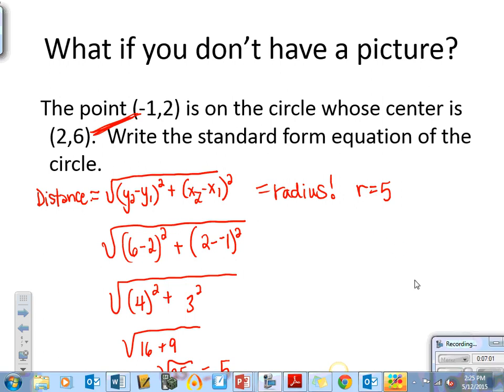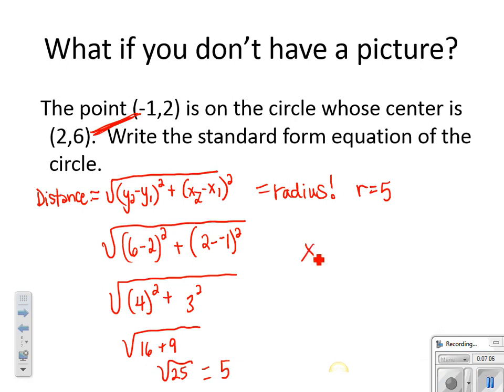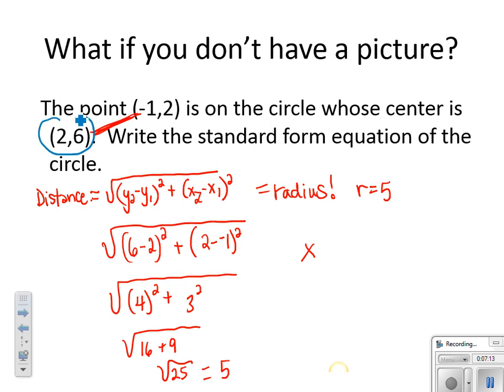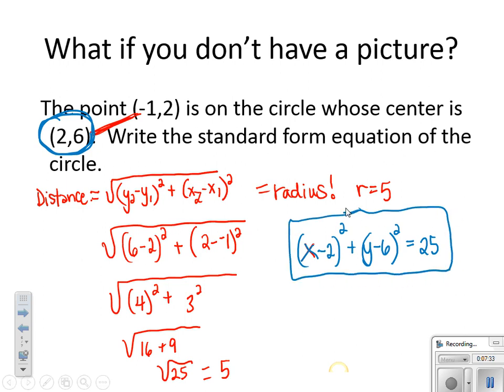Now what I can do is I can write the equation of the circle. So it's x, okay, which one is the center? I got to make sure that I grab the right point. This one is my center, okay? So x minus 2 squared plus y minus 6 squared is equal to 5 squared, which is 25. So that is my formula for my equation of a circle.